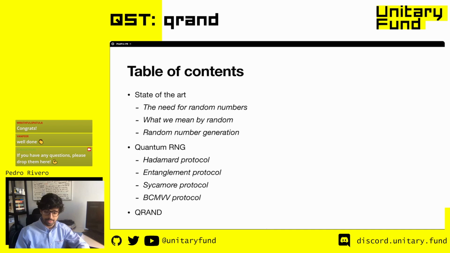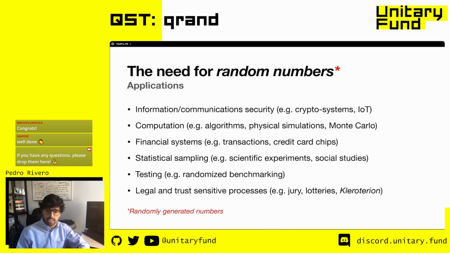So let's get started. First of all, why do we need random numbers? There are quite a few applications. First of all, they're crucial for information and communication security. We need them for crypto systems and the Internet of Things, which is becoming a great thing these days. We can also use them for computation. Several algorithms are based on randomness procedures, like Monte Carlo methods. Physical simulations are also done through random numbers in several cases. We also need them for financial systems to make sure that transactions are secure and that our credit card chips work fine. We can also use them for statistical sampling or testing, as in randomized benchmarking, and of course for legal or trust-sensitive processes like jury choosing, lotteries, and so on and so forth.